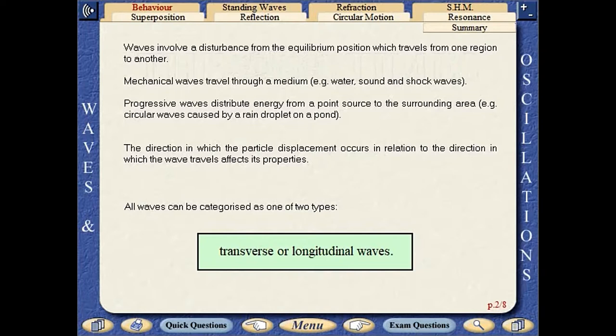Waves involve a disturbance from the equilibrium position, which travels from one region to another. Mechanical waves, such as water, sound, and shock waves, travel through a medium. Progressive waves distribute energy from a point source to the surrounding area, for example, circular waves caused by a rain droplet on a pond. The direction in which the particle displacement occurs, in relation to the direction in which the wave travels, affects its properties. All waves can be categorized as one of two types: transverse or longitudinal.